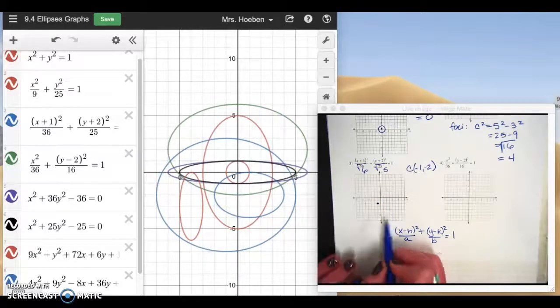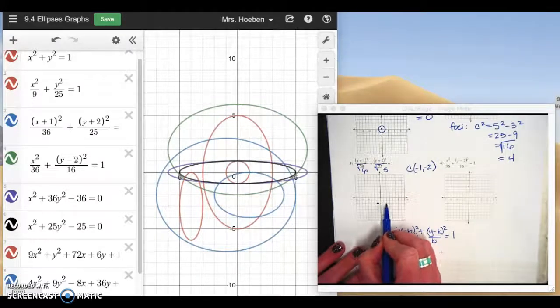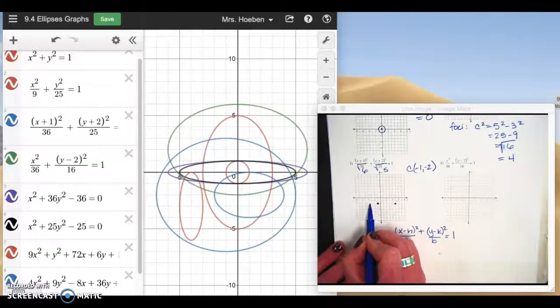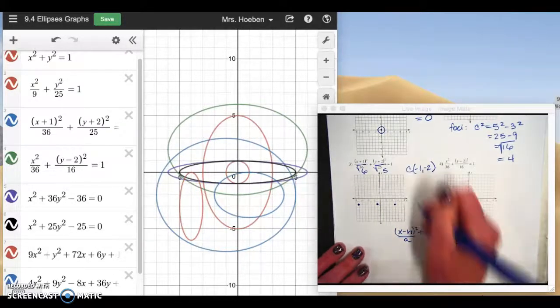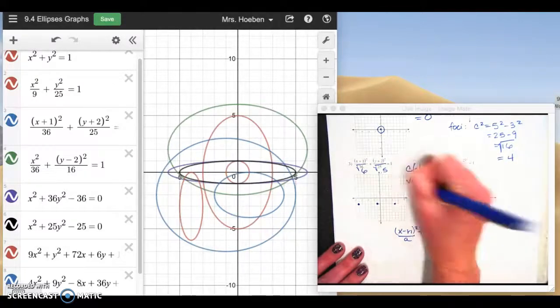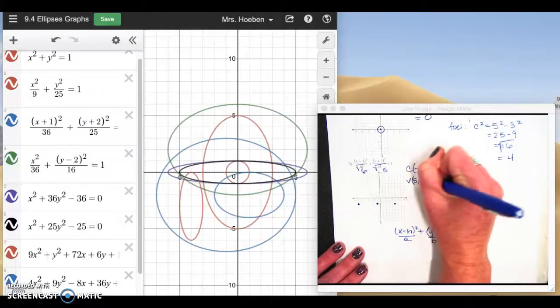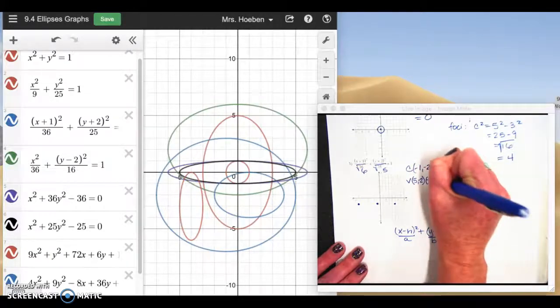So we're going to go 6 to the right: 1, 2, 3, 4, 5, 6. And 6 to the left: 1, 2, 3, 4, 5, 6. Which makes our vertices at 5, -2 and -7, -2.